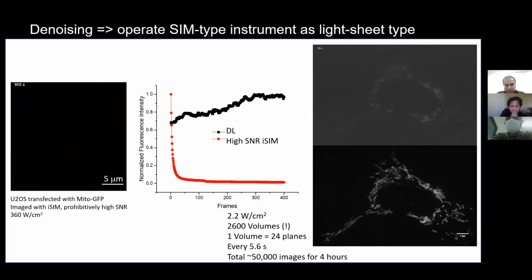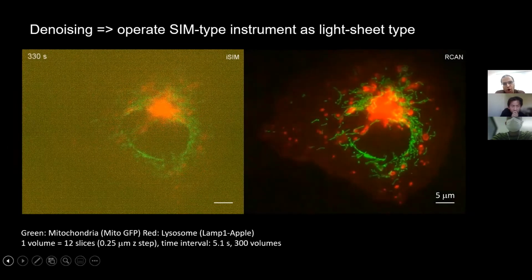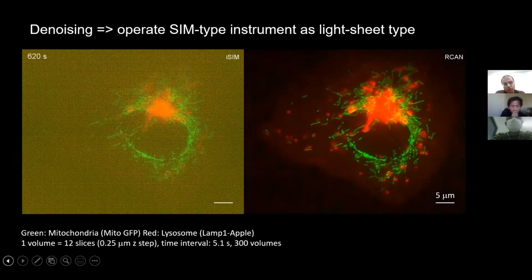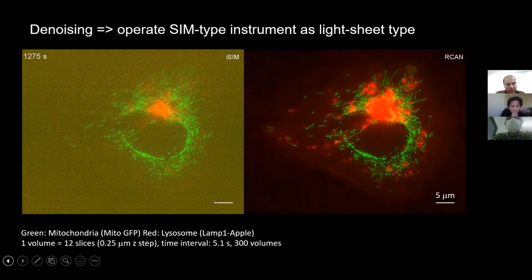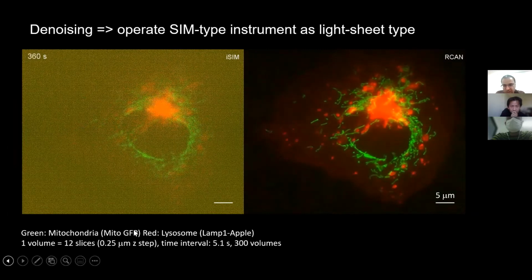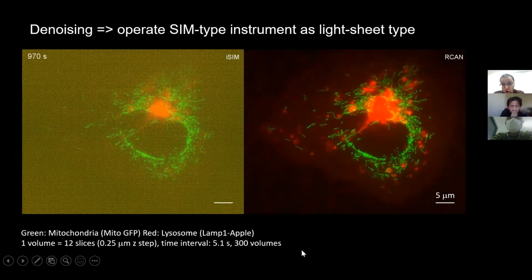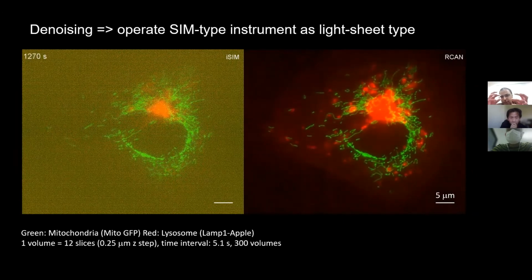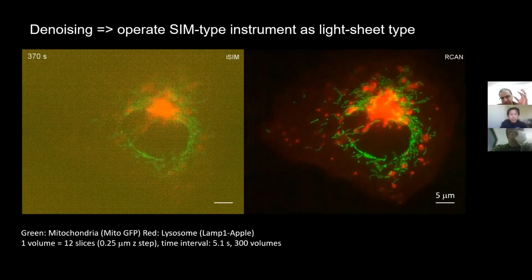So you can look at, for example, lysosomes and mitochondria. Again, on the left is the raw data; we've turned the laser down so that we can image for several hundred volumes without obvious photobleaching. But in the red channel in particular, you really can't see much of anything. In the RCAN reconstruction, the result is sufficiently good that you can actually see and segment mitochondria and lysosomes and even quantify how these organelles interact with one another.